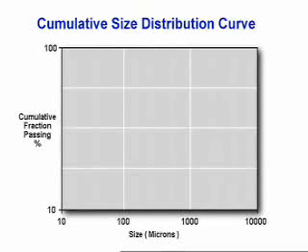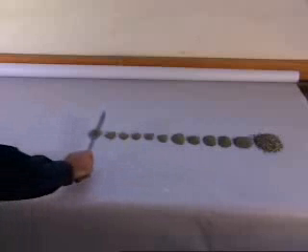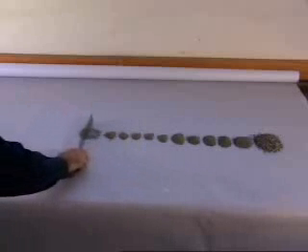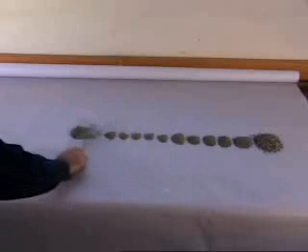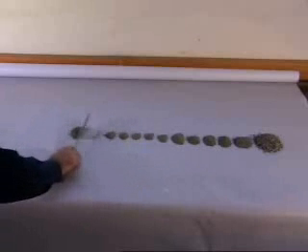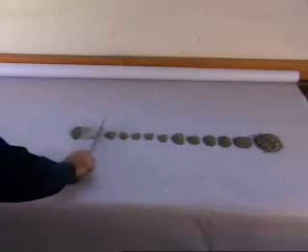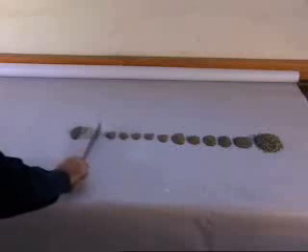The horizontal axis represents the size in microns, and the vertical axis gives the percent of particles that pass through a screen of a given size. To build this graph, first the amount of material that passed through the finest screen is weighed. The finest screen in this case is a 400 mesh or 38 micron screen.